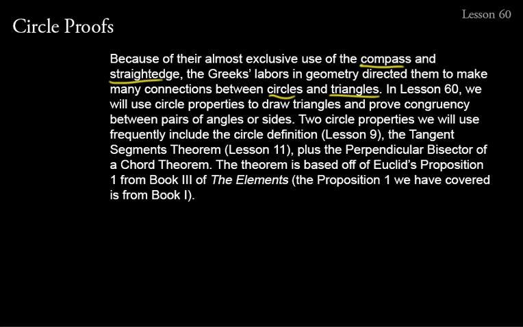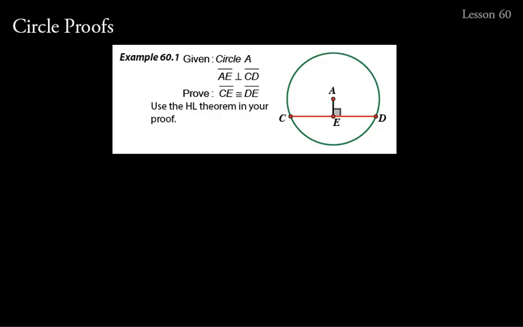And two circle properties we'll use a lot are the circle definition, that's in Lesson 9, the tangent segments theorem, that's actually in Lesson 11. So look at that lesson as well, plus the perpendicular bisector of a chord theorem, that's at the beginning of this lesson. So that theorem is based off of Euclid's proposition 1, not the equilateral triangle proposition that you've covered already, but this one's from book 3. The proposition 1 that you're familiar with, hopefully you'll recall, is from Euclid's book 1. So let's just go ahead and get started with this.